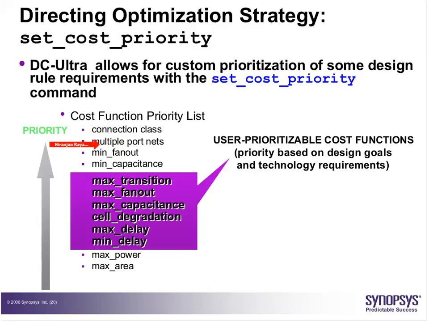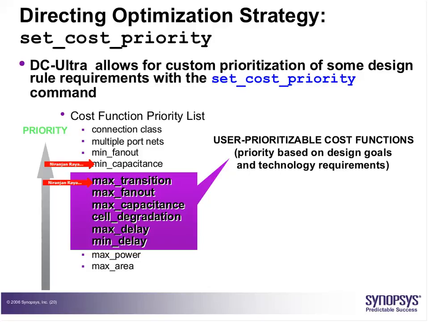Then multiple port nets, min fan out, min capacitance, these are the top 4 which are usually the highest priority, and for your simple design and simple single voltage case you usually won't encounter any such constraint, either connection class or min fan out or min capacitance. These are encountered less in the case of simple design and simple logic. Right. Connection class comes into the picture when we have multiple voltage cells, a multi voltage design, then you support multi Vt cells and multi voltages, and you have signals crossing those voltage domains. Multiple port nets again are design specific. Usually I do not see a lot of min fan out and min capacitance.